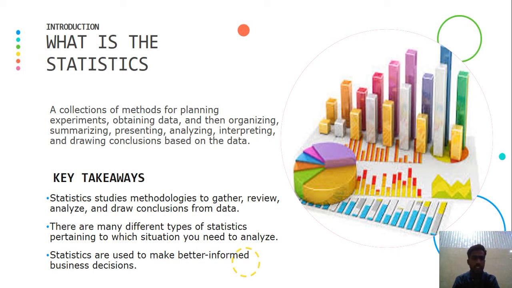What is statistics? A collection of methods for planning experiments, obtaining data, and then organizing, summarizing, presenting, analyzing, interpreting, and drawing conclusions based on the data. Key takeaways: statistics studies methodologies to gather, review, analyze, and draw conclusions from data. There are many different types of statistics pertaining to which situation you need to analyze. And the third key is that statistics are used to make better informed business decisions.